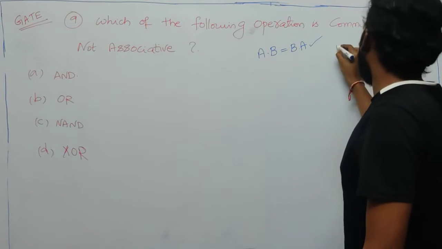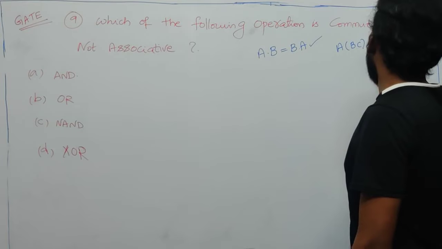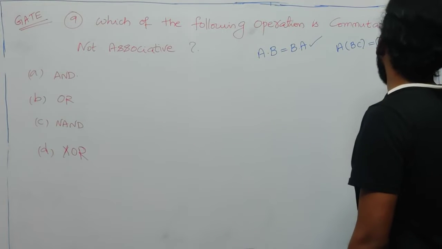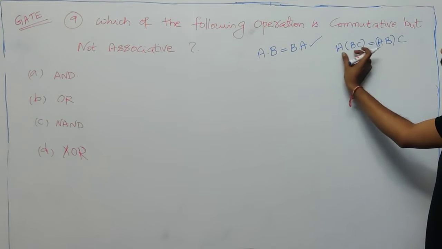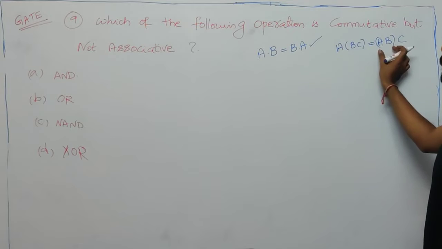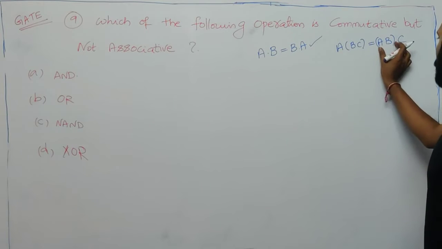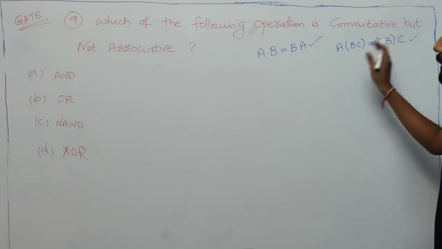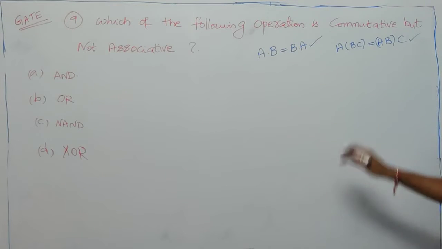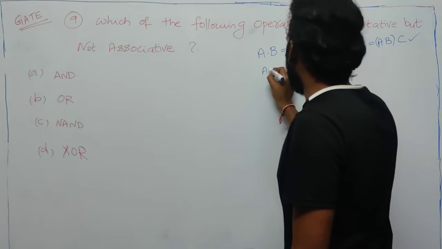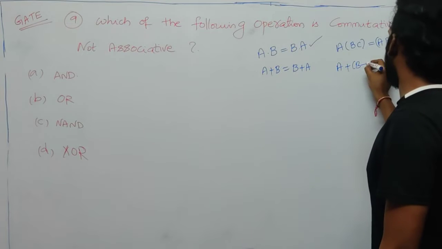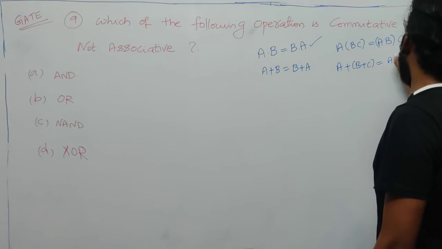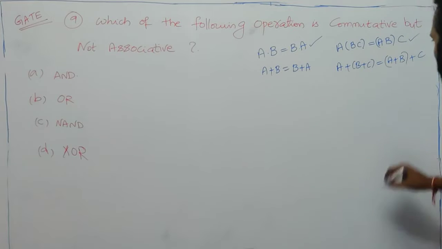Now what is associative? A into BC is equal to AB into C, meaning I am changing the order. I am doing the AND operation here and then the AND operation there, then I change the order, AB first, then the rest. Still this will give me the same result. So associative is valid for the AND operation. A plus B is equal to B plus A, and also A plus B plus C is equal to A plus B plus C. So OR also will satisfy the associative property.